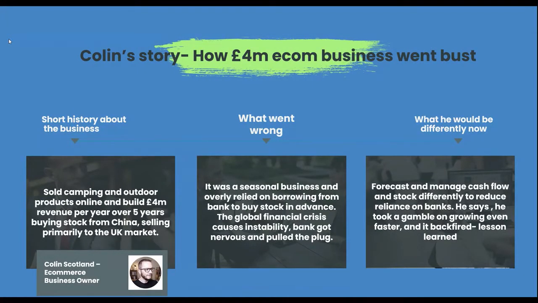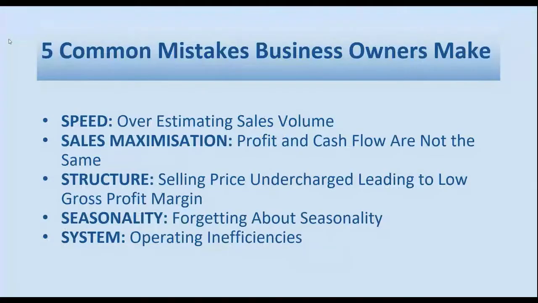And he says, the lesson that I've learned is that I need to have a system to manage my inventory well, and I need to be managing my cash flow and doing forecasts, and not heavily rely on the bank. Because he took a gamble of growing the business even faster and it backfired. So if you go back to here, he's made most of the mistakes here. The speed that he was going for. He was borrowing money from the bank and stocking it, and he thought he had found a magic formula to tell the stocks. He overestimated sales volume, and he didn't pay attention to seasonality.